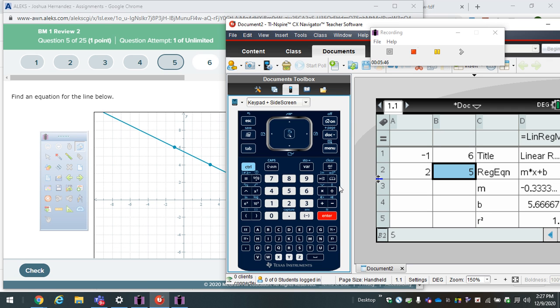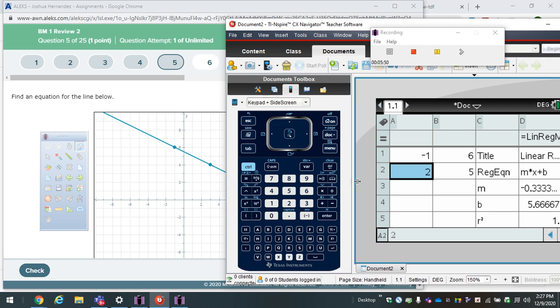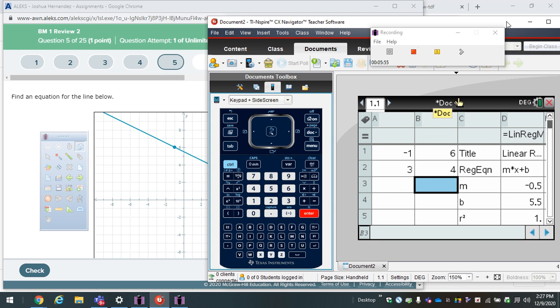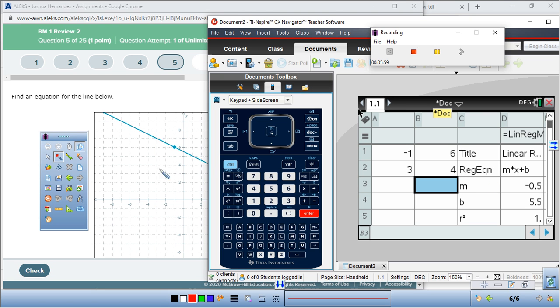-1, 6, yeah, and then we're going to go with here 3, 4. And there's your equation right here. So my equation for this one would be y equals -0.5x plus 5.5. If you don't like that and you want to convert decimals to fractions, y is equal to -1/2 x plus, what is that? 5.5, that's 11 halves.